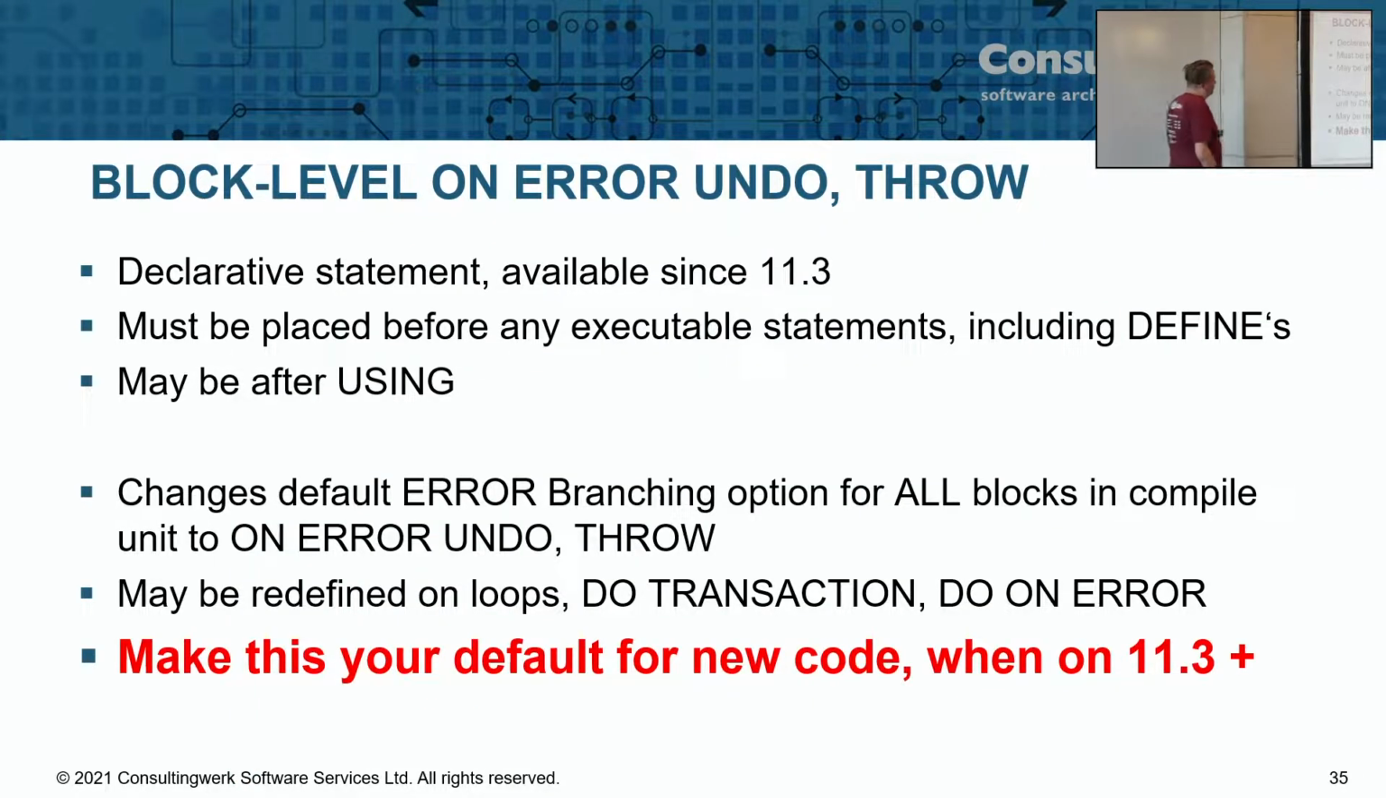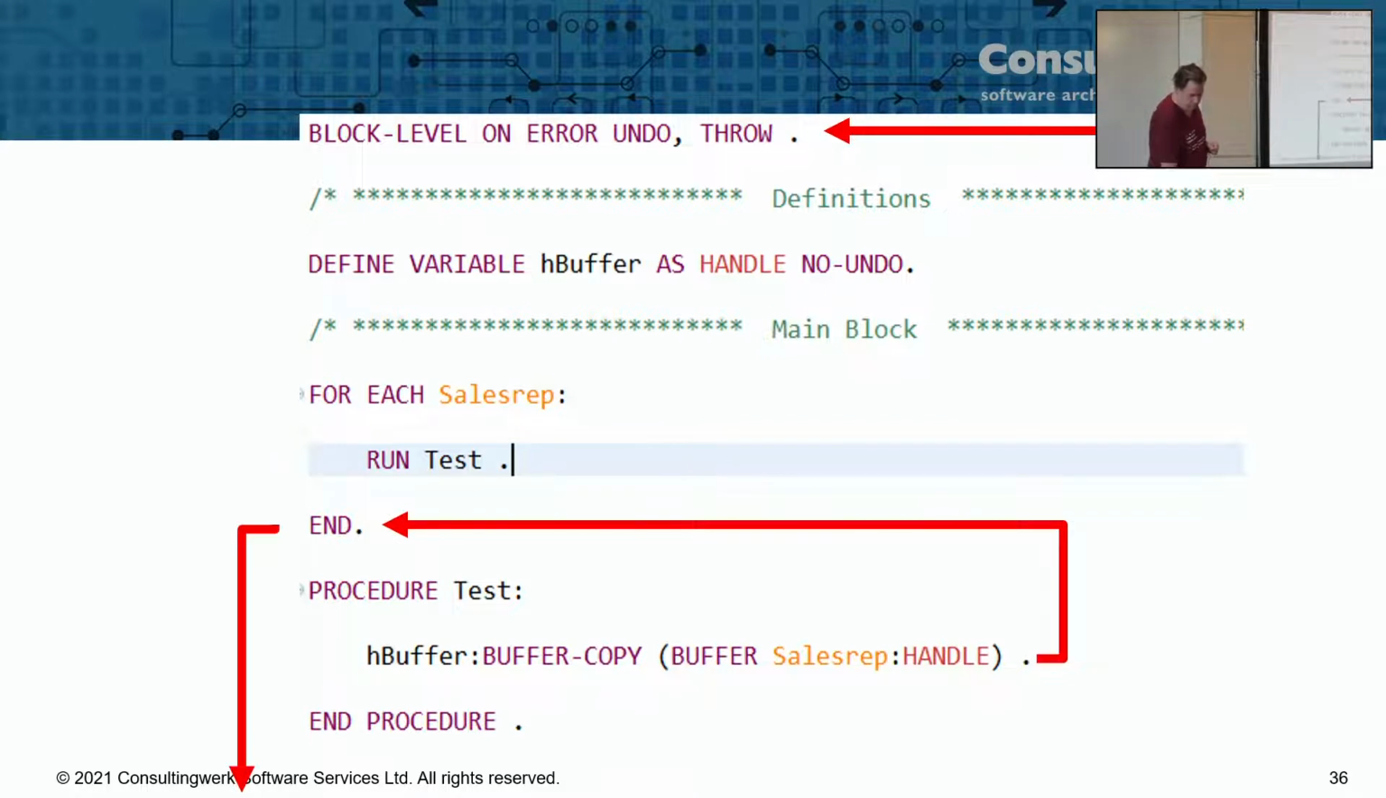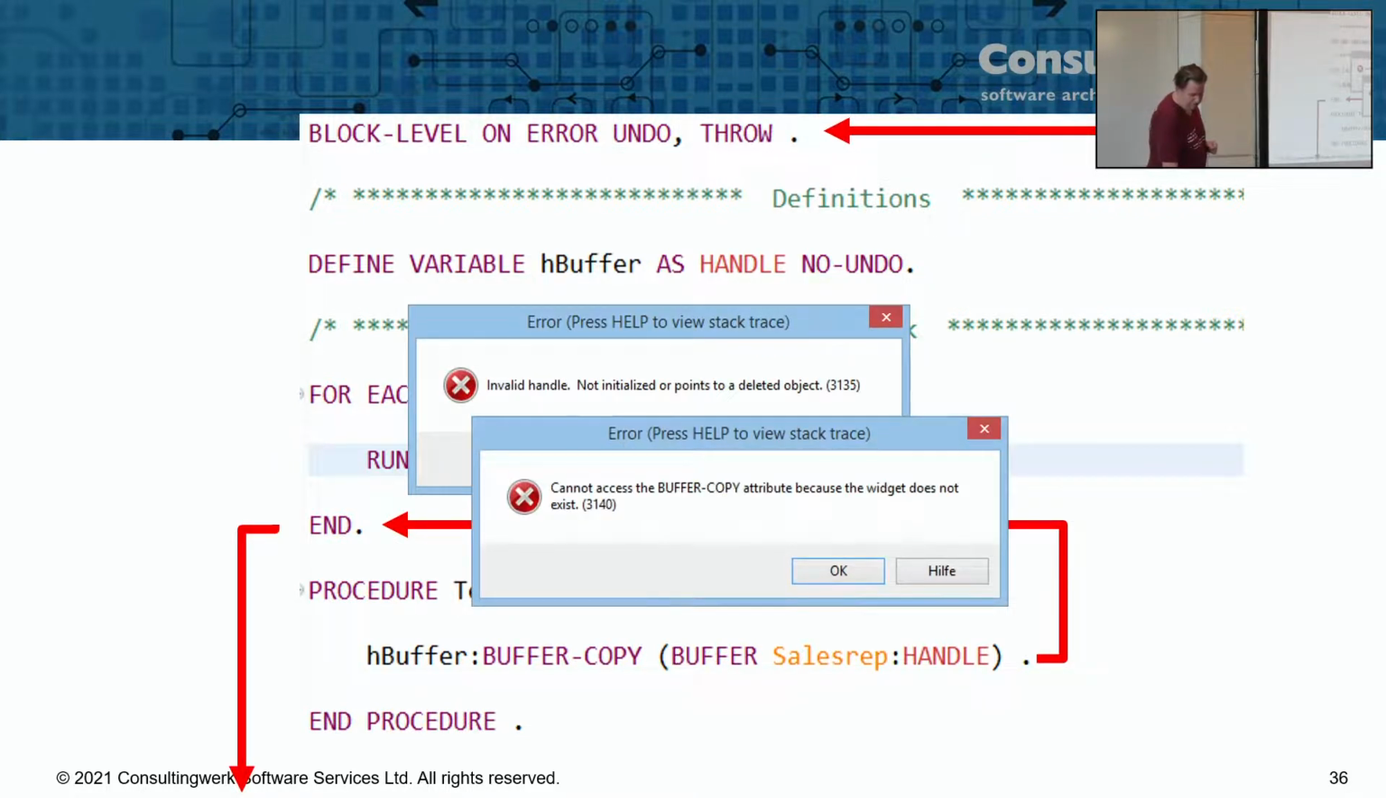And in 11.3, block level on error undo throw was added. So that's really for all modern code, I think, mandatory. The block level on error undo throw means the default for every kind of block becomes the throw. So not just the routine level blocks, the internal procedures, the triggers, the functions and methods and so on, but block level everything. So that should become your default whenever you're on any version. So that means I don't need any on error here, I don't need any on error there, because all blocks will inherit the block level on error undo throw. Also here we only get the message once.